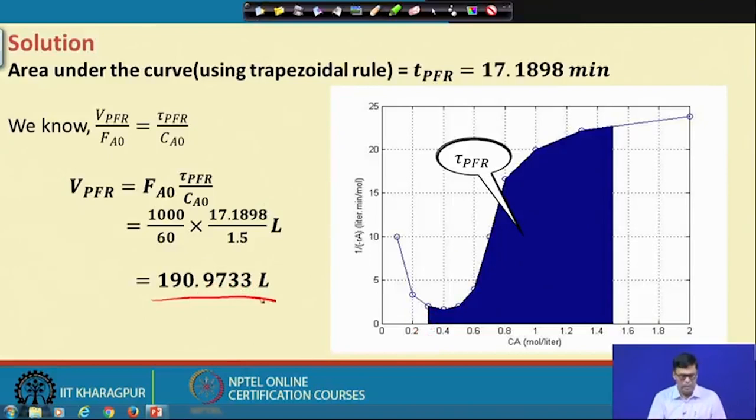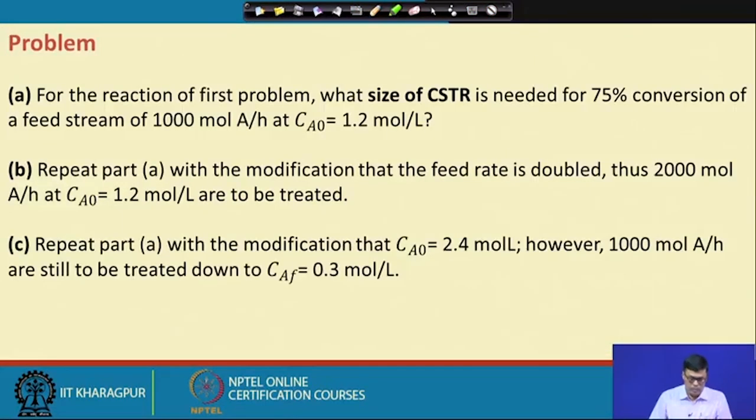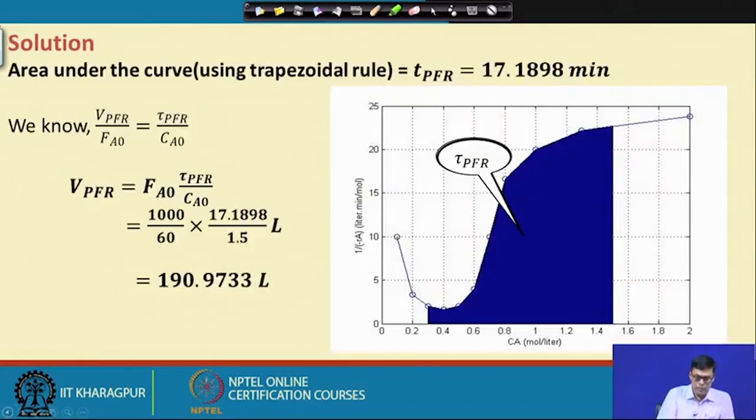The volume of the plug flow reactor is coming out to be 190.97 liters. This is how we can calculate. Here tau of the plug flow reactor has been calculated, this I forgot to mention, this is 17.18 minutes. So you can easily do the calculations here.